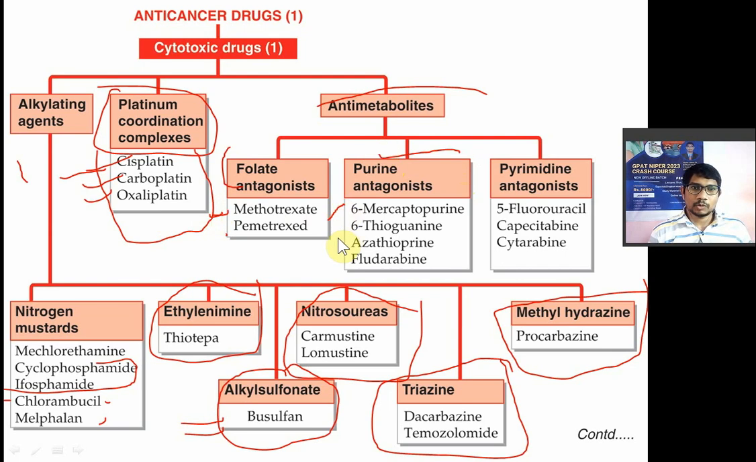So in that you have 6-mercaptopurine, 6-thioguanine, azathioprine, fludarabine. So all these drugs are prodrugs. They are activated in the cell.